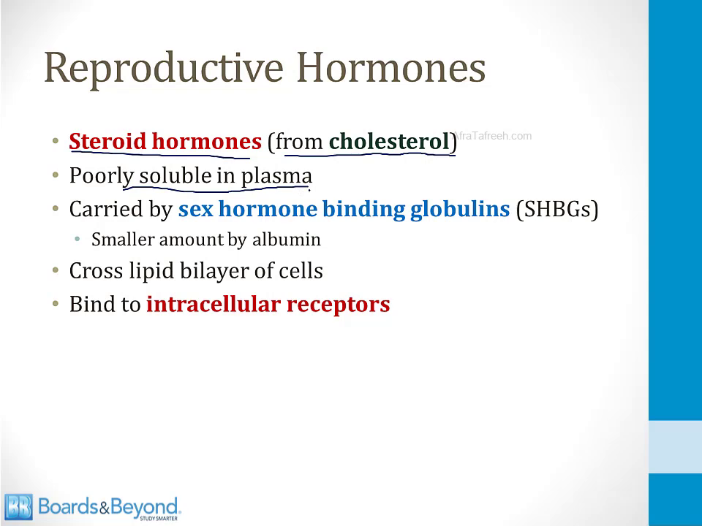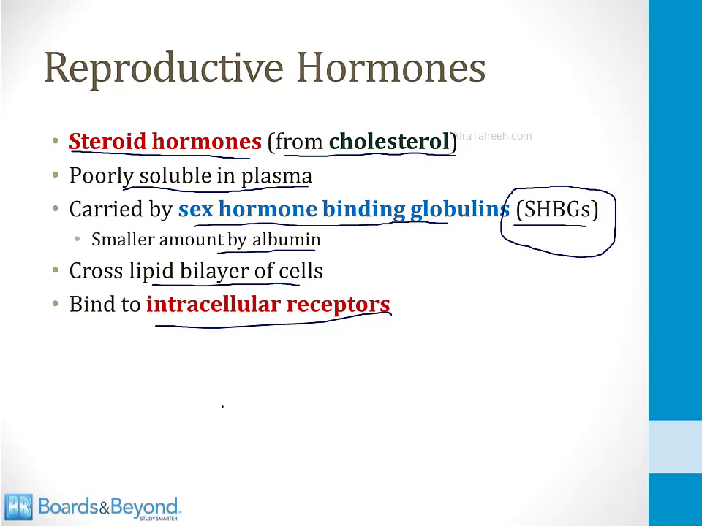For this reason, they need help to be transported through the body, and they get that help from the sex hormone binding globulins, or the SHBGs. A smaller amount is carried by albumin, but most of the reproductive hormones are carried by the SHBGs. When they reach their target organs, they cross the lipid bilayer of cells easily because they are lipid soluble, and they bind to intracellular receptors to exert their effects.